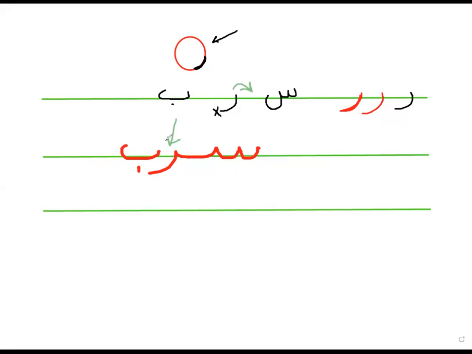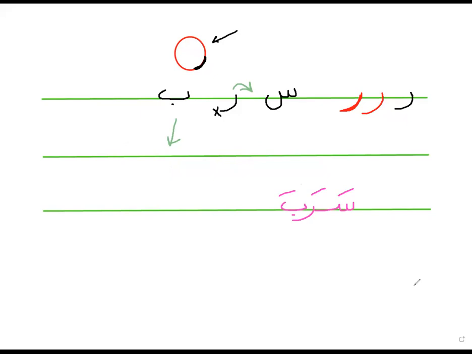But you don't need to make any joining. It's going to be a complete ba shape because it can't join to the ra anyway. So the right way to join all these three letters in a word is like this. Sin, the sin must have a joining line to the ra, and the ra is like a curve, like that. And then the ba will be as close as possible, a complete shape, to the ra, but it will never join to it. That's how you join sin, ra, ba.